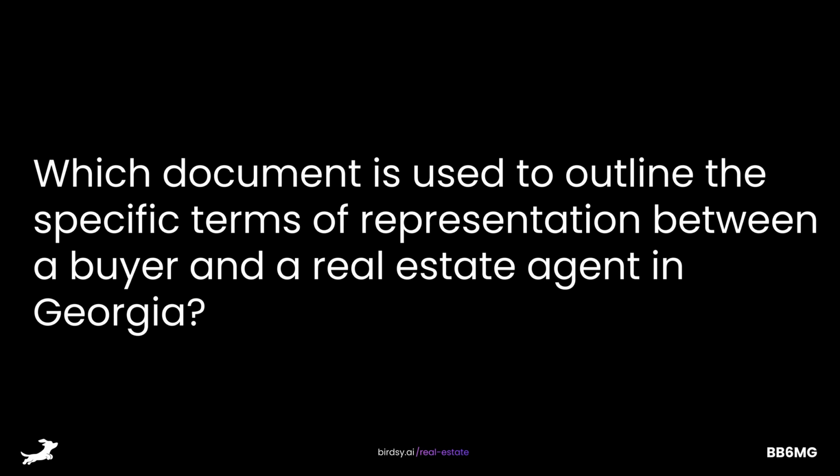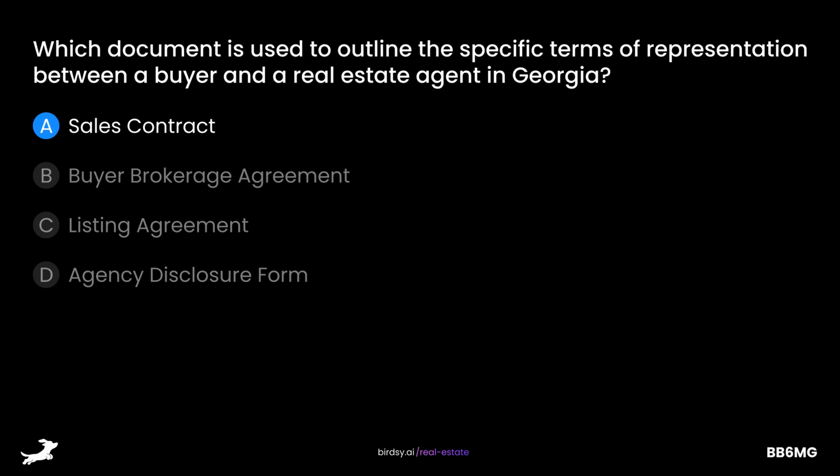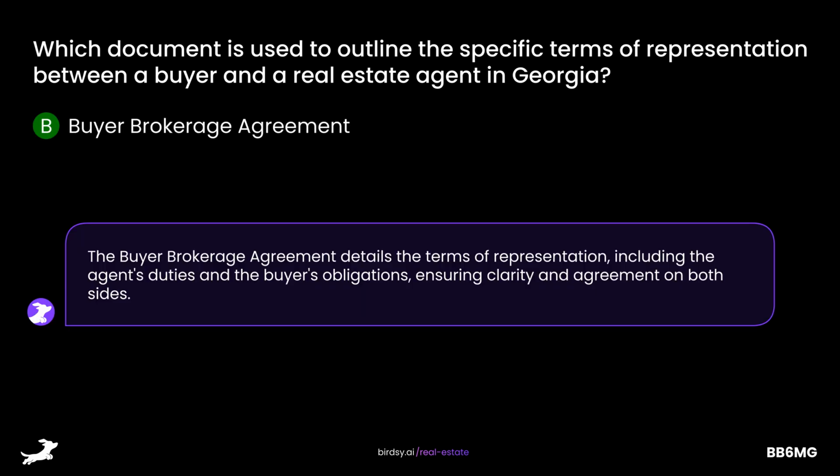Which document is used to outline the specific terms of representation between a buyer and a real estate agent in Georgia? Is it A, sales contract, B, buyer brokerage agreement, C, listing agreement, or D, agency disclosure form? The answer is B, buyer brokerage agreement. The buyer brokerage agreement details the terms of representation, including the agent's duties and the buyer's obligations, ensuring clarity and agreement on both sides.